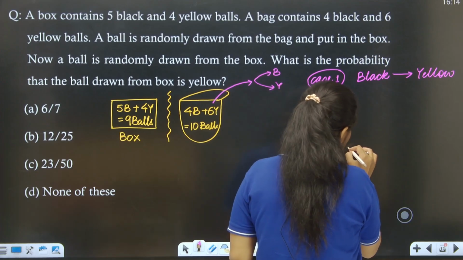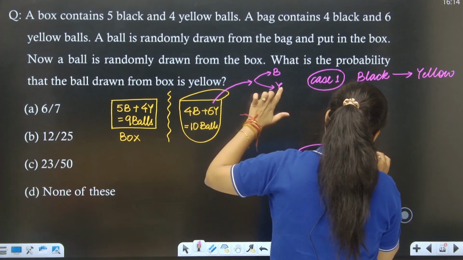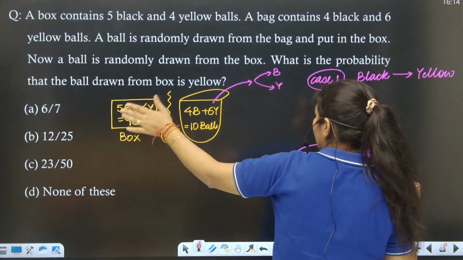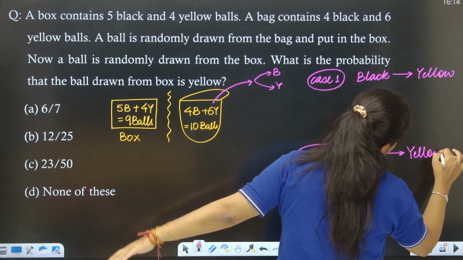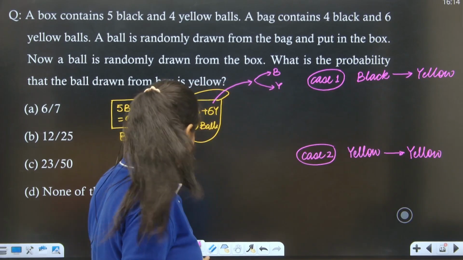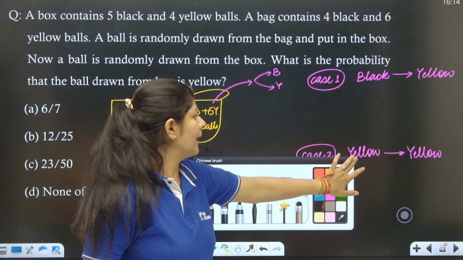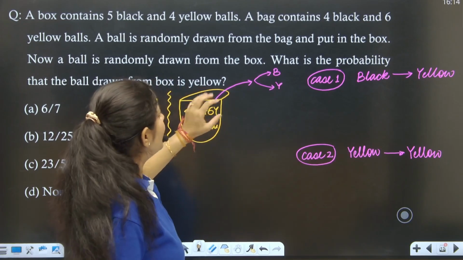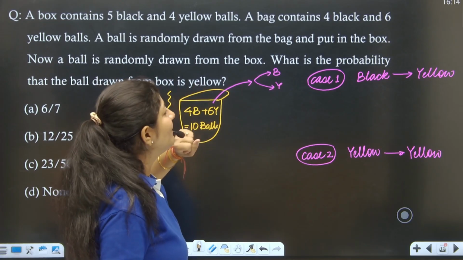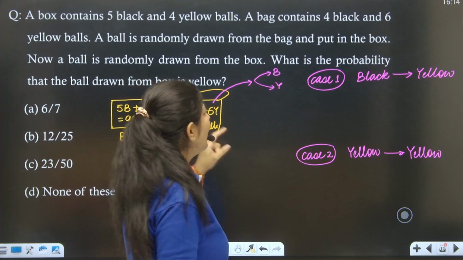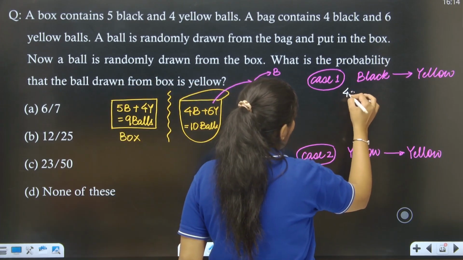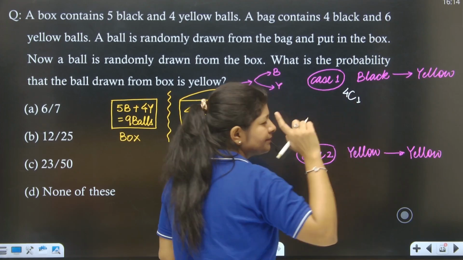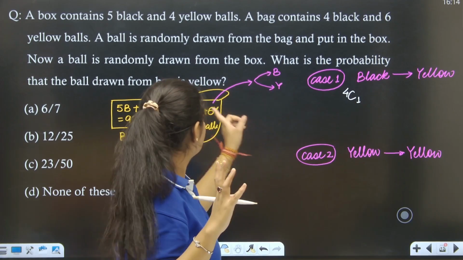And in the second case, we get a yellow ball from the bag and put it over here, and from the box as well we get a yellow ball. These are the two cases that we can draw from here. Now in the bag, how many black balls do we have? 4. And how many balls do we want? Only 1. So for C1, I only want one black ball from the bag.